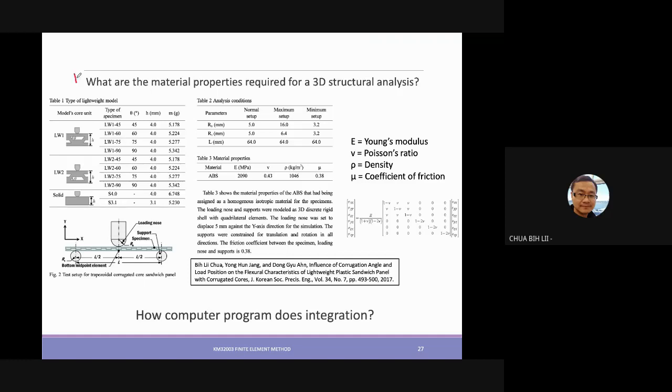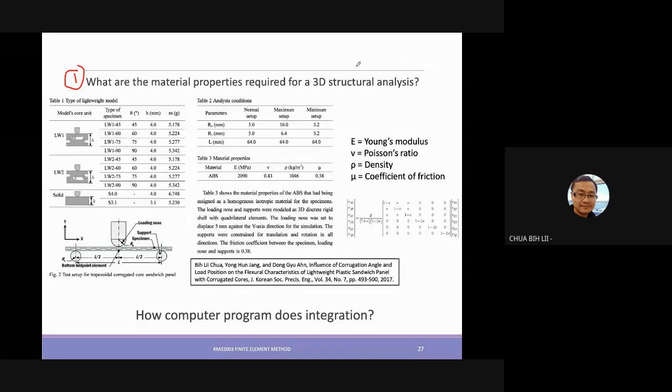The first question would be, what are the material properties required for a 3-dimensional structural analysis? If you look at your understanding of the previous 2-dimensional analysis, what you need is the AE over L, right? You need the area, you need the length, and the Young modulus, to obtain the stress and the displacement.